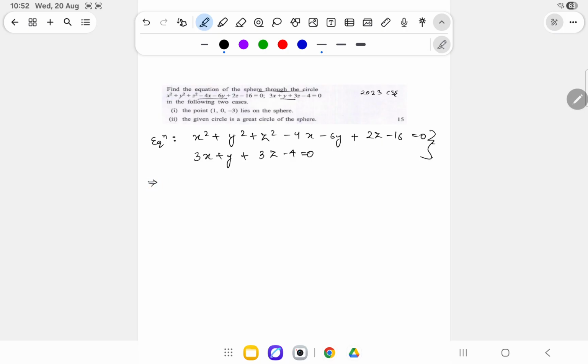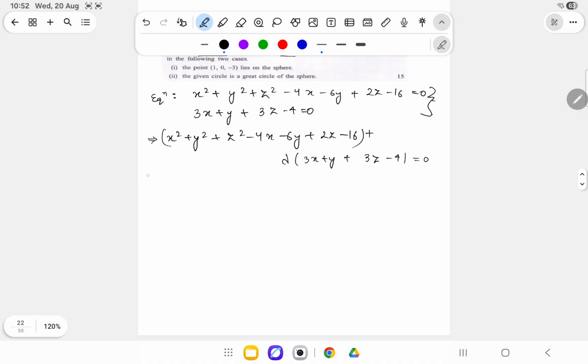So any sphere through it will be x squared plus y squared plus z squared minus 4x minus 6y plus 2z minus 16 plus lambda into (3x plus y plus 3z minus 4) equals 0. If I further simplify it, I'll get x squared plus y squared plus z squared plus (3 lambda minus 4)x plus (lambda minus 6)y plus (3 lambda plus 2)z minus 16 minus 4 lambda equals 0. So this is basically the equation of the sphere.